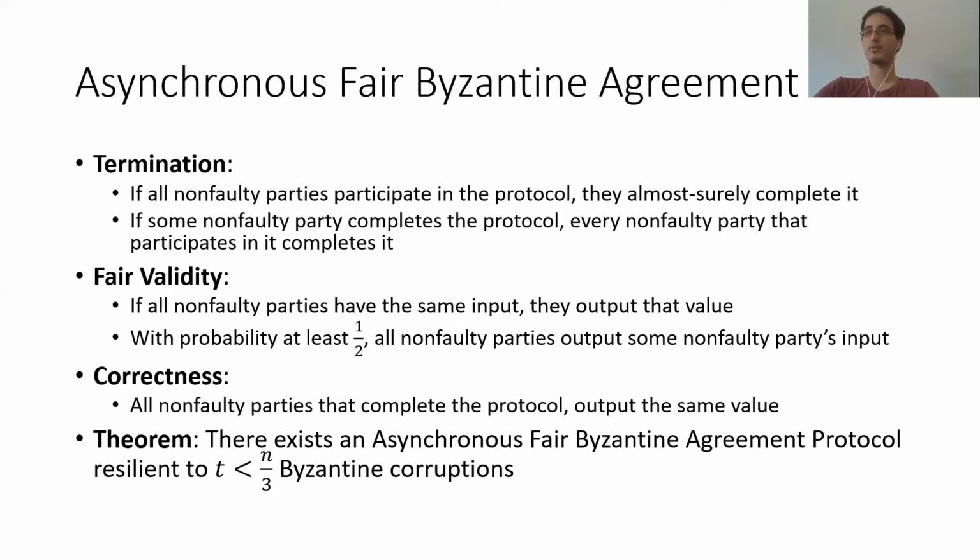The construction of the paper proves the following theorem. There exists an asynchronous fair Byzantine agreement protocol resilient to fewer than n/3 Byzantine corruptions. Now, this is optimally resilient, which can be seen because this is also a Byzantine agreement protocol, and that's the optimal resilience for Byzantine agreement protocols. Now, it is important to note that every Byzantine agreement protocol is a fair Byzantine agreement protocol in the case of binary agreement. So this extra fairness property is only interesting in the case of multi-valued agreement.